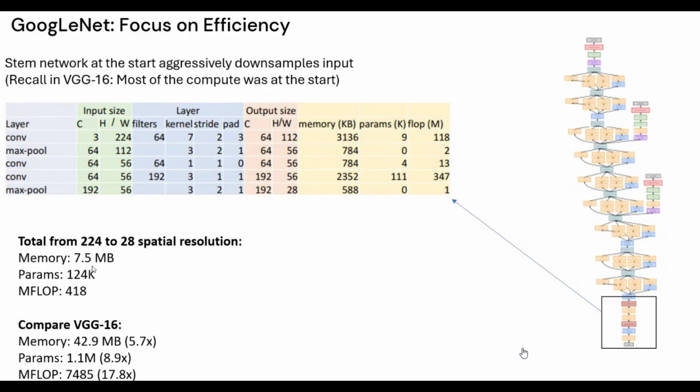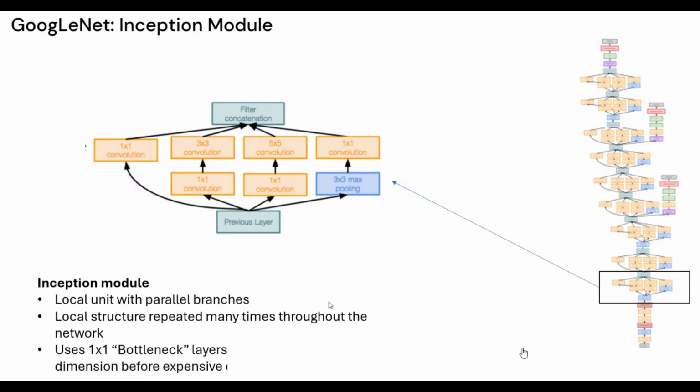As you can see in this comparison also, memory used by the GoogLeNet was 7.5 megabytes compared to VGG 16, which took 42.9 megabytes. Similarly for parameters and flops. And this was another module introduced by GoogLeNet, which is called the Inception Module.